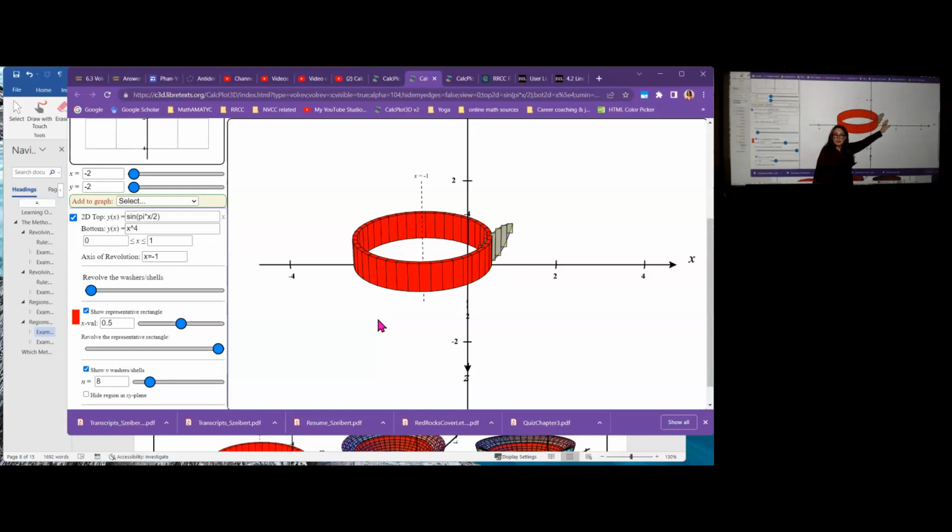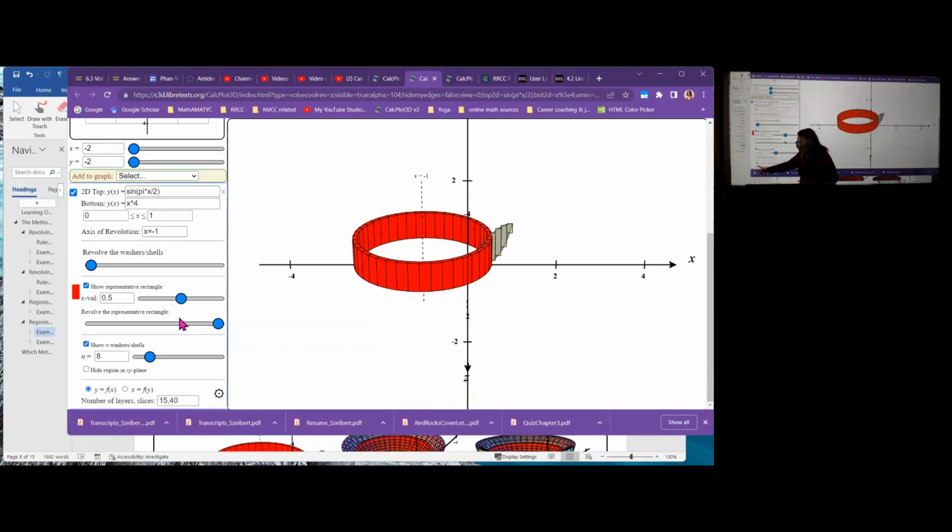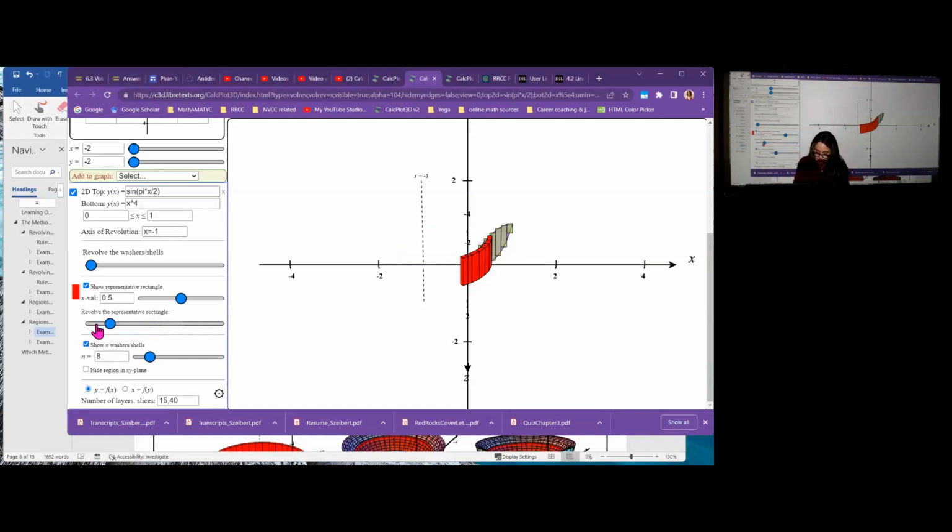One cylindrical shell has been revolved around the vertical line x equal -1. In this case, because the strips are vertical, the differential is dx, so I select y as a function of x. And then I look for the function above and the function below. Above is the sine function, and below is the power function. Then I set my limits of integration from 0 to 1, and note that the axis of revolution is x equal -1. Let's unrevolve the representative rectangle and then revolve the whole thing.